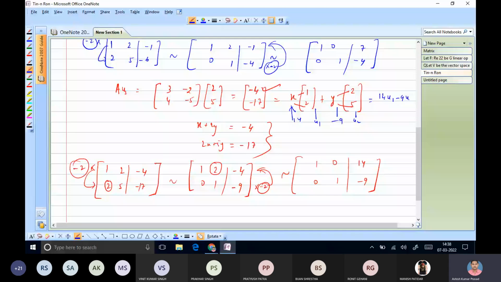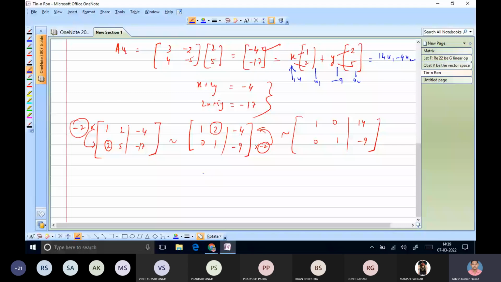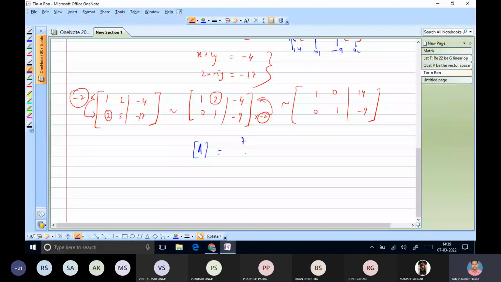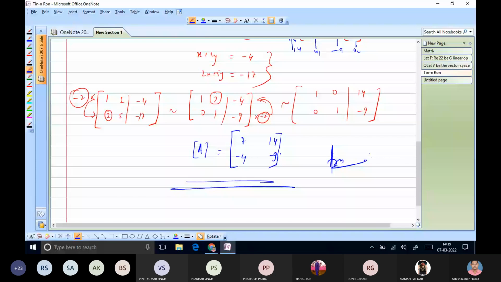So now I can write the matrix representation of A, and that will consist of the coefficients 7, minus 4 as the first column, and the second column 14, minus 9. So this is my matrix representation. Is it clear to all of you? Yes, sir. Any doubt? Not as of now, sir.